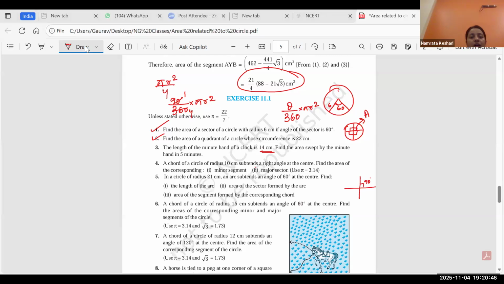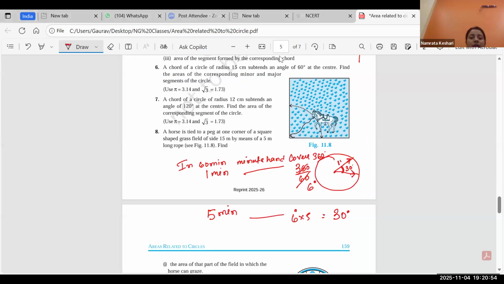Okay, Afrin, you have got the answer as well. So the length of the minute hand is given over here, that we will take as the radius of the circle, 14. And area of the sector formula is theta by 360 into pi r square. R is 14. Pi can be taken as 22 by 7. Is it clear to all of you?